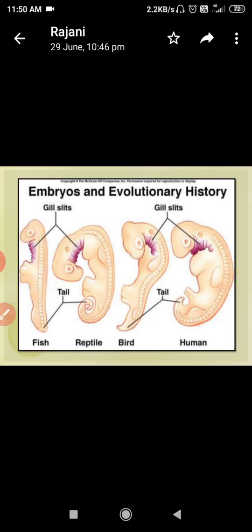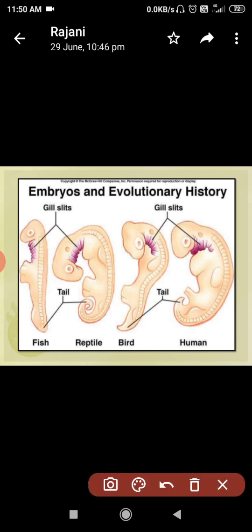As you are seeing here, look, this is the embryo of fish. The first one is the embryo of fish, the second one is the embryo of reptile, the third picture is of bird embryo, and the fourth one is of the embryo of a human. So what common structure did they select from here? That is the tail, as you are seeing in the last one. So this is the tail of fish, and here the coiled structure is of reptile, and here bird and human.